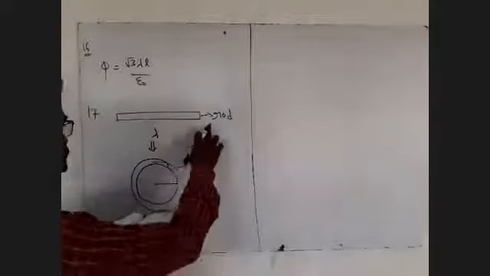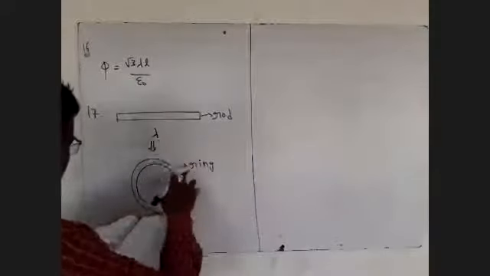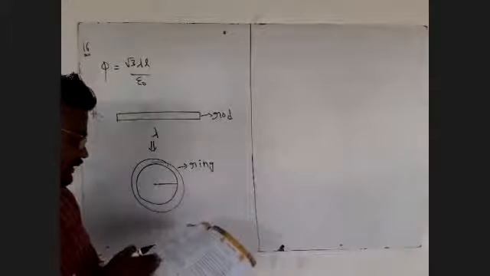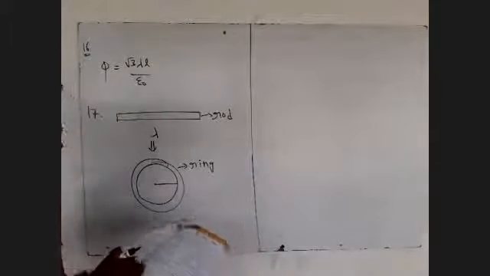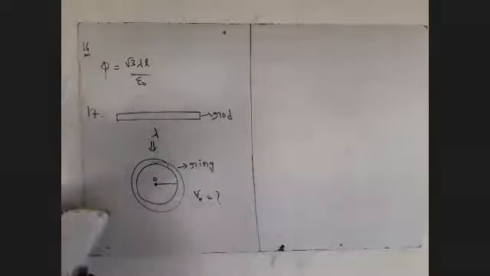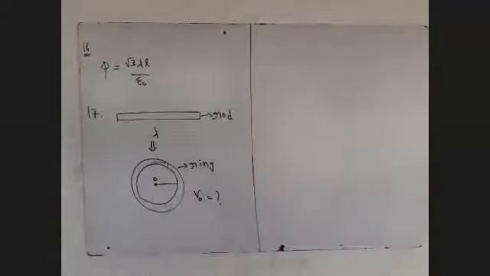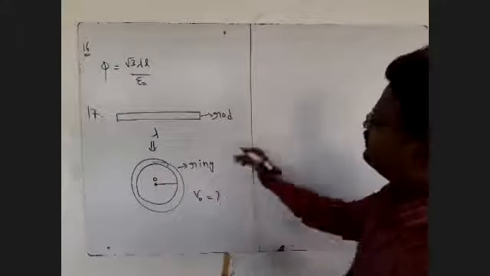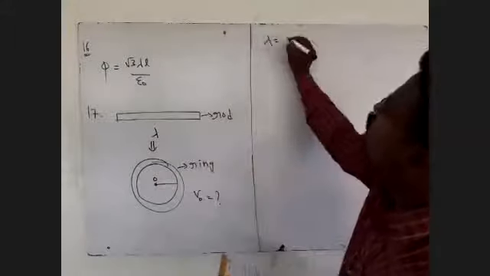This is a rod with linear charge density lambda. It is bent into the shape of a circular ring. We need the electric potential at the center of the ring. Now, how can you find the electric potential at the center of the ring? So we know very well the rod charge is equal to Q.